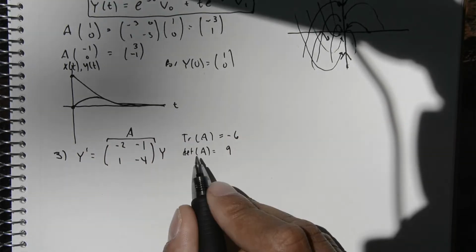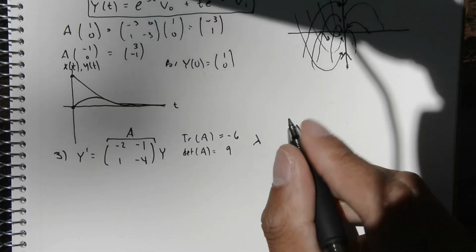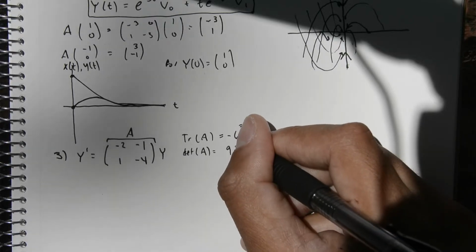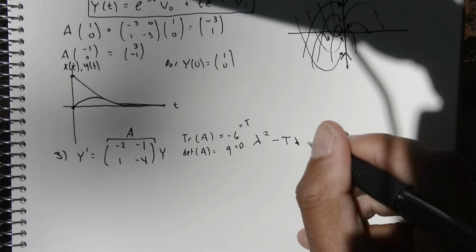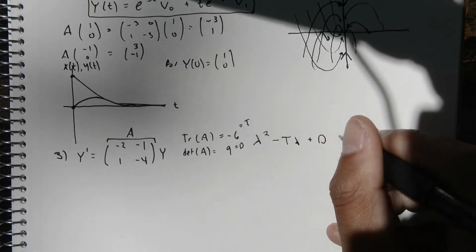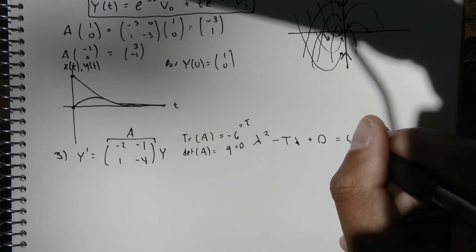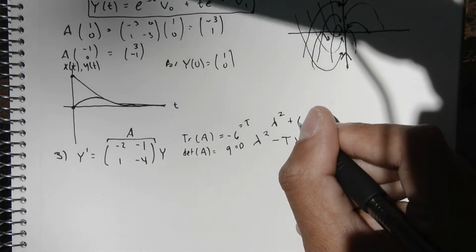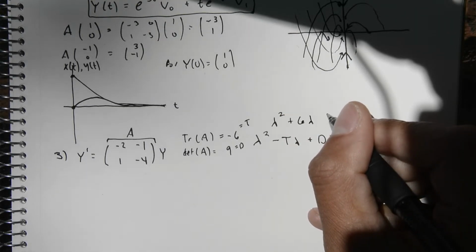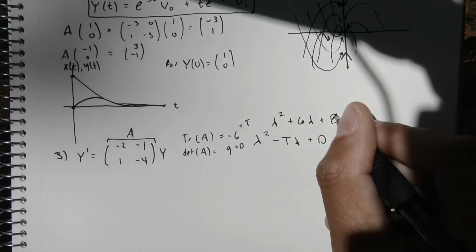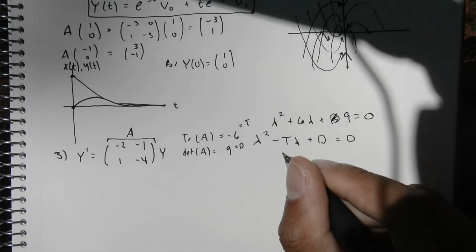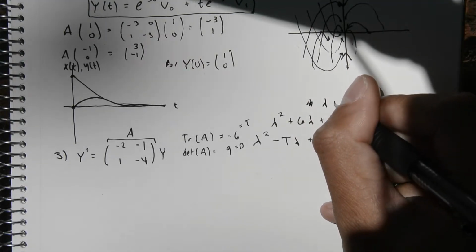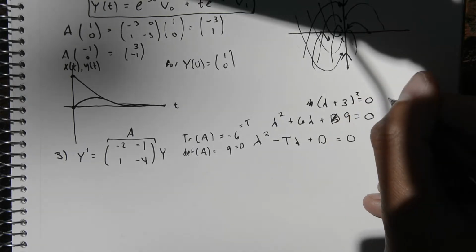Then you can always write the characteristic polynomial of a 2 by 2 as lambda squared minus t lambda plus d, if t is the trace and d is the determinant. So this is equal to 0, and we get lambda squared plus 6 lambda plus 9 is equal to 0. I think that's right. So then we get lambda plus 3 squared is equal to 0. Lambda is equal to -3.